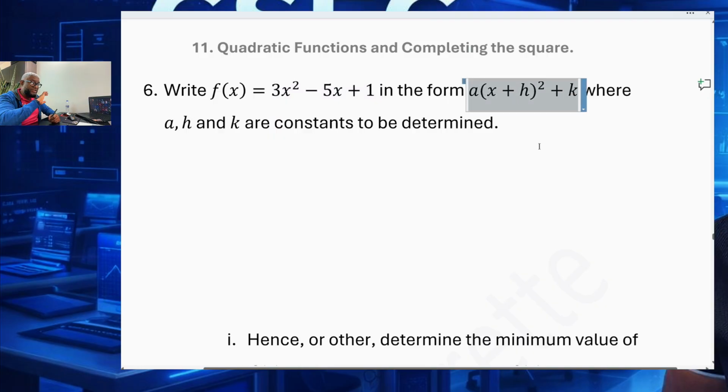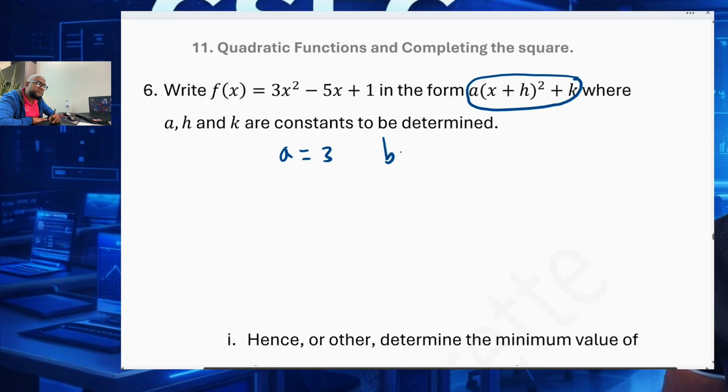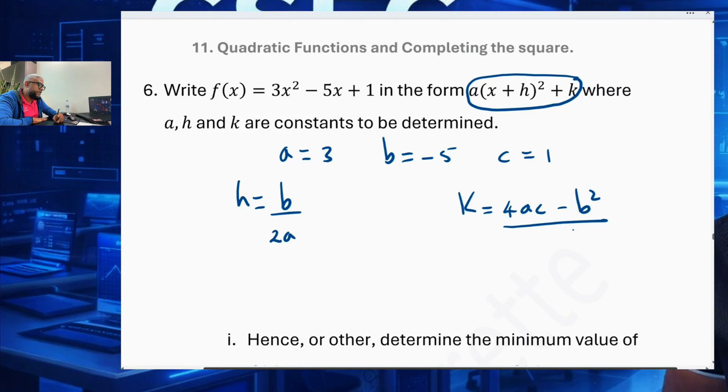Completing the square. Y'all keep saying that over and over, because CXC will hit you with the question and they would not put this; they will just ask you to complete the square, and all will be lost. This is the completing the square form, right? So let me go. a is equal to, b is equal to, c is equal to, come on, man. h is equal to b over 2a. k is equal to 4ac minus b squared, over 4a. Straight substitution right now, right?